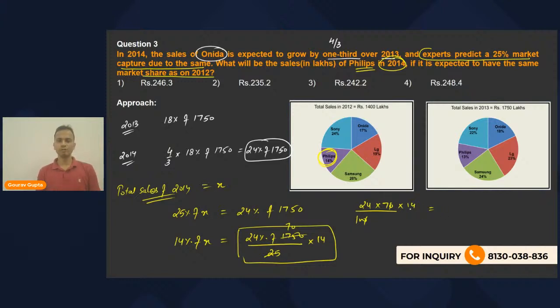Okay, so 24 into 7, let's do the calculation. Or we multiply 24 by 14, 240 and 96. So 336 multiplied by 7 divided by 10. So 2352 divided by 10, that is 235.2. So 235.2, yes, it is among the options. So option 2 is the correct answer.